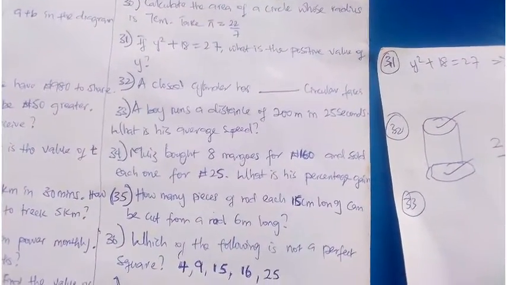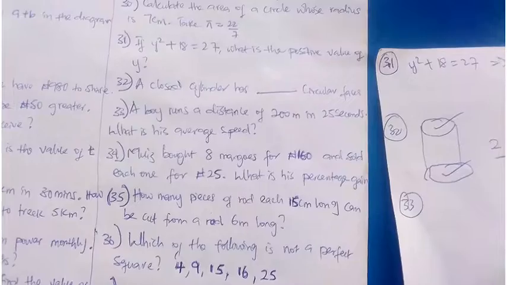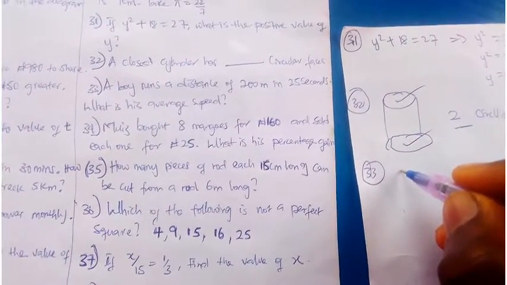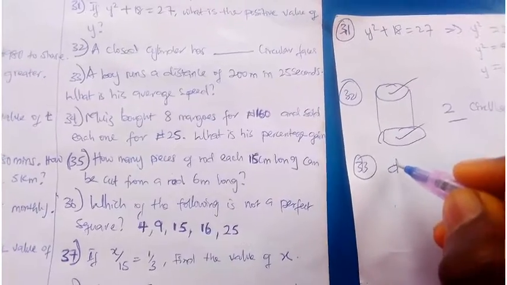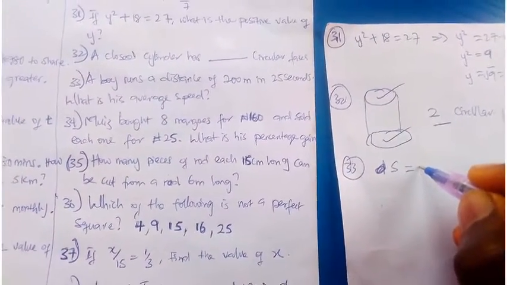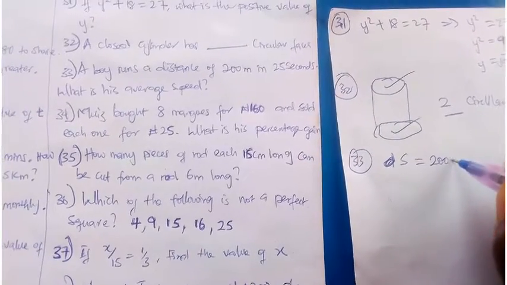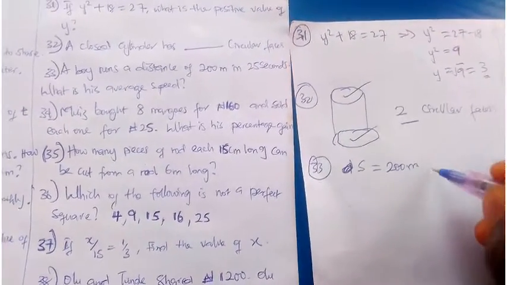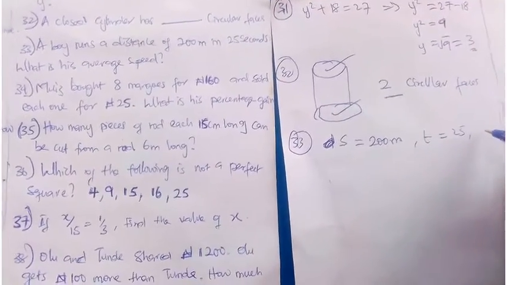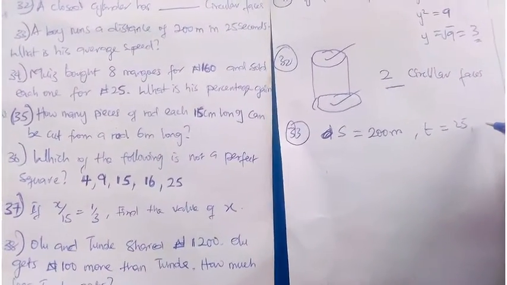Question 33 says: a boy runs a distance of 200 meters in 25 seconds. What is his average speed? Now we have our distance, which we call S in mathematics or physics, to be 200 meters. We have our T, which is time, to be 25 seconds. I'm looking for the speed, that's V.